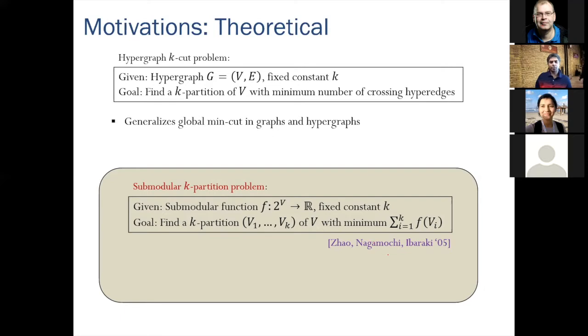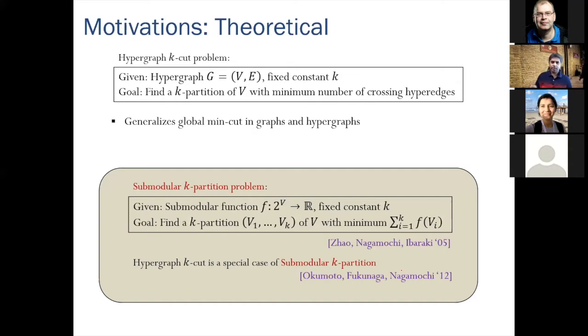Submodular K partition was introduced by Zhao, Nagamochi, and Ibaraki. It generalizes partitioning problems over several interesting discrete structures. And we still do not know the complexity of submodular K partition. Maybe it is NP hard, maybe it is solvable in polynomial time. We still don't know this. And it turns out that hypergraph K-cut is a special case of submodular K-partition. This was shown by Okumoto, Fukunaga, and Nagamochi.